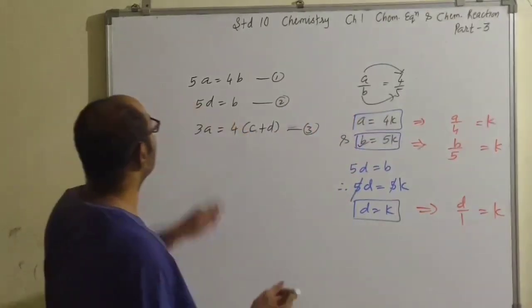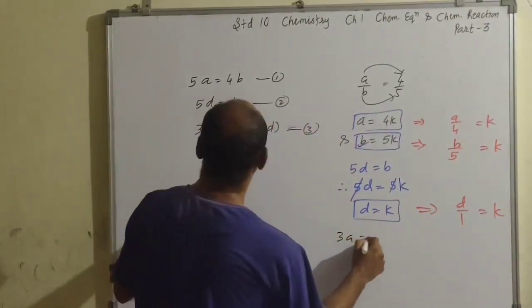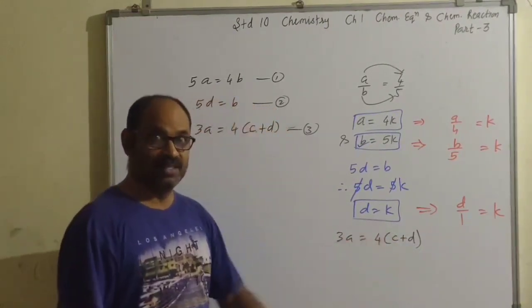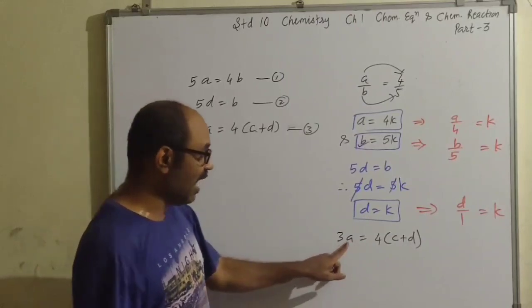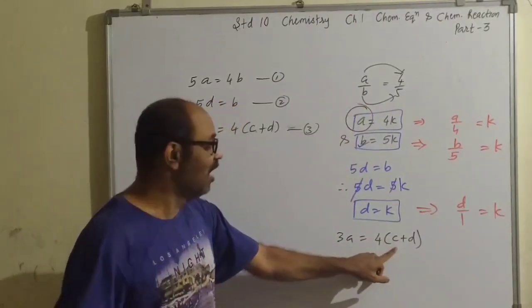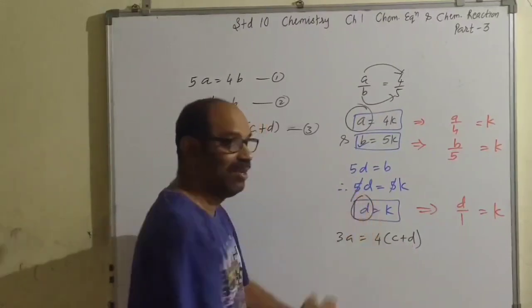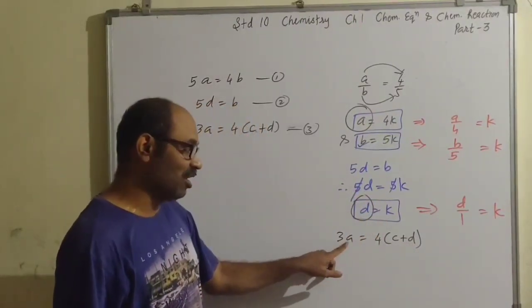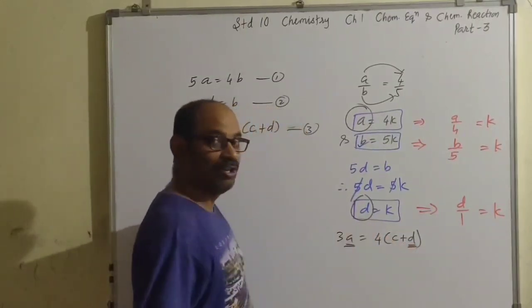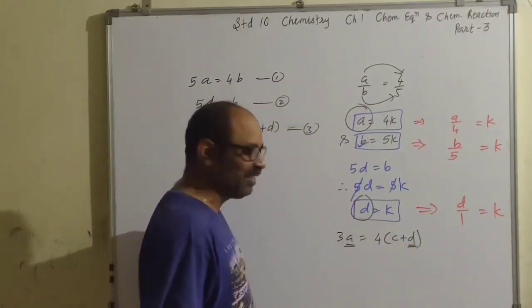Alright. Now the last equation. 3A is equal to 4 times C plus D. 3 variables are involved. A, here is the value. C, we do not have value. D, here is the value. So substitute the values of A and D. So you will get the value of C in terms of K.